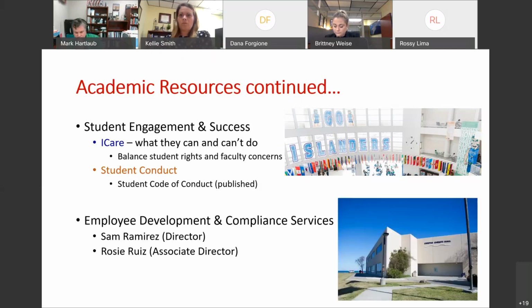All right. And then there's also, this is sort of the highest level, employee development and compliance services. I would bet, it just popped into my head, at least 75% of the campus would not be able to name that. They know that office as Sam and Rose, because they've been working there a very, very long time. And that's where you go when you have a formal grievance that you wish to file. This is obviously very, very serious. Employee development and compliance is almost the last resort. It's like, I've gone to my department chair, I've gone to the dean, I've gone to student engagement and success, no one helps me, this is outrageous, that's where you go. You go to employee development and compliance services, Sam Ramirez or Rosie Ruiz.